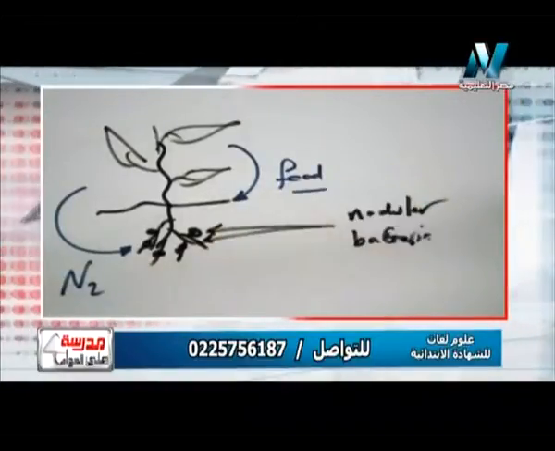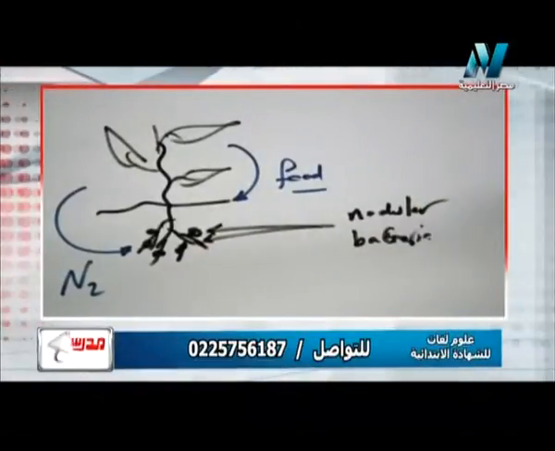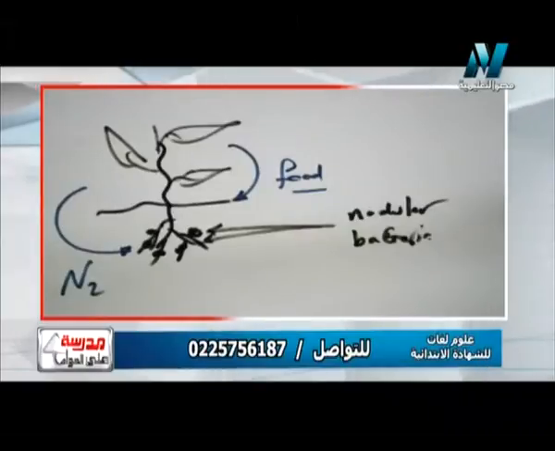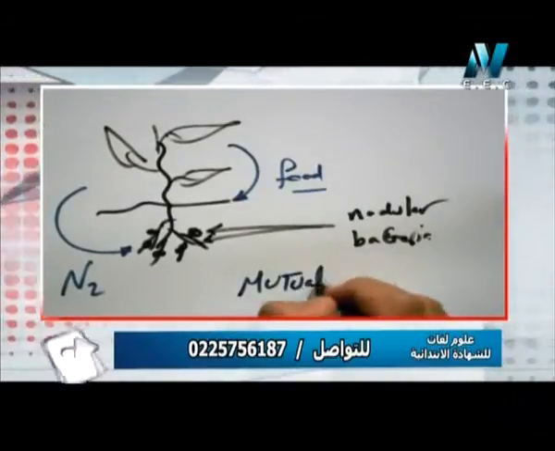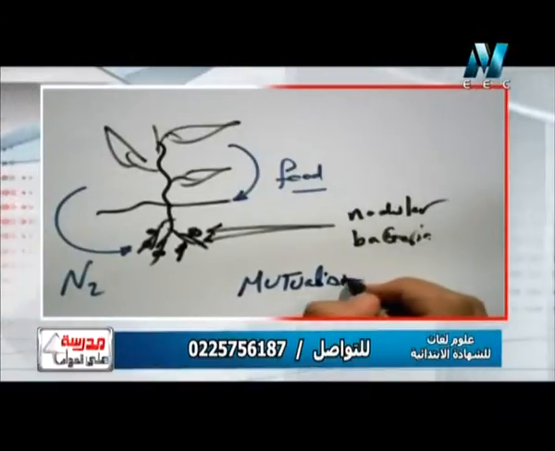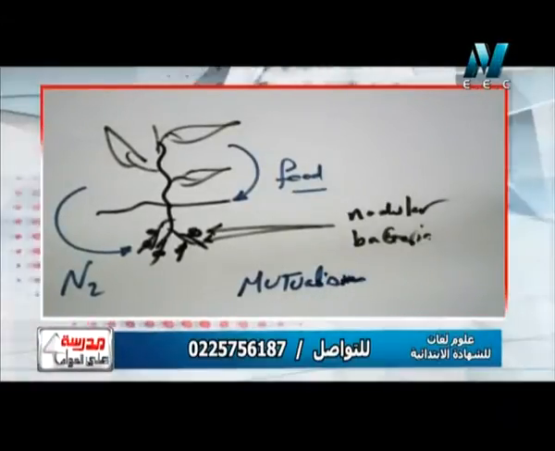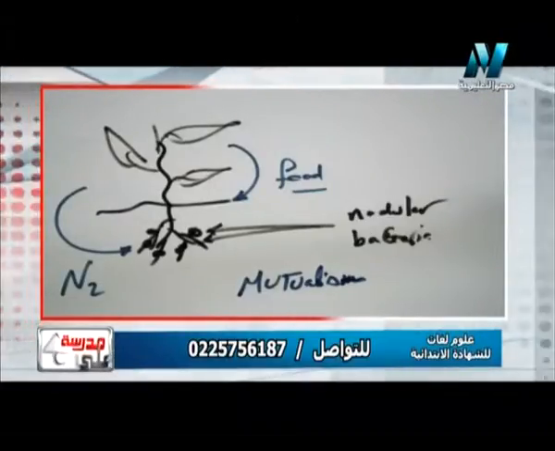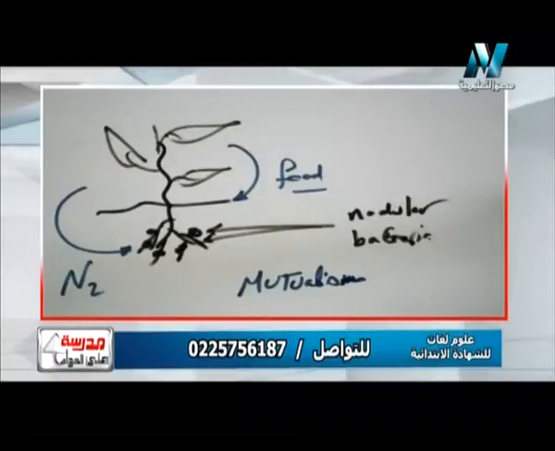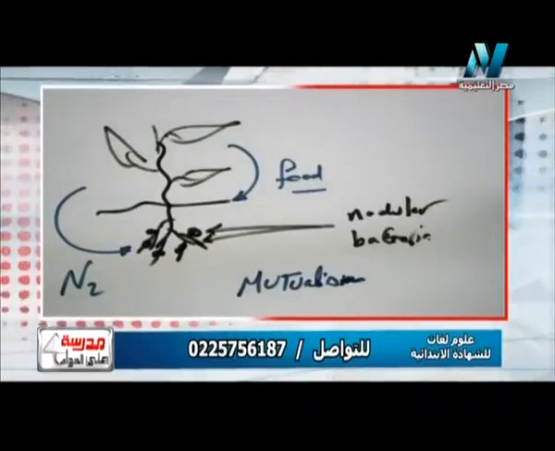So again, there is a relation between bacteria and the bean plant. There is a very important relationship between bacteria and the bean plant. We call it mutualism, meaning a relationship of mutual benefit. The bean plant uses the nitrogen from the bacteria to make protein, and the bacteria gets its food from the bean plant.